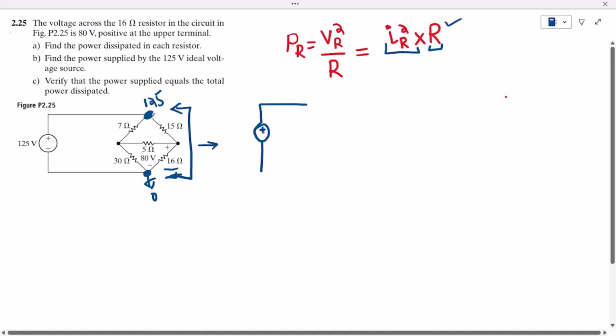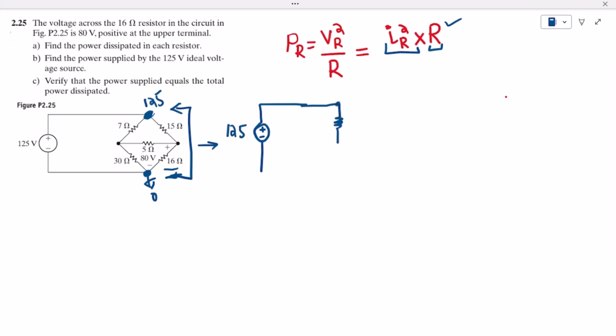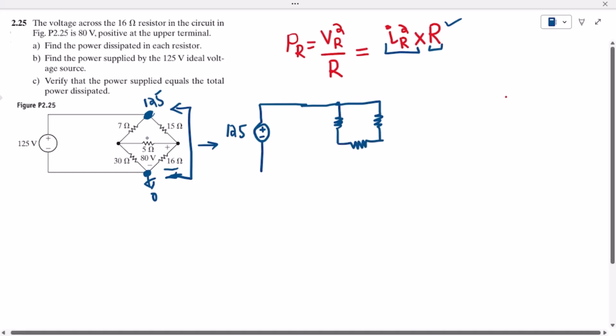So here this is plus minus 125, and as this is the common point between them, here is the first resistor. The second one, which is shorted here, is here, and the resistance which is here is connected here. Similarly with this point we have this resistor as well. This is the 30 ohm resistor. Okay, with this point we have the 16 ohm. Okay, we can see that.